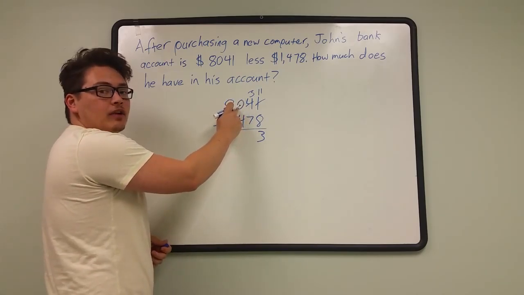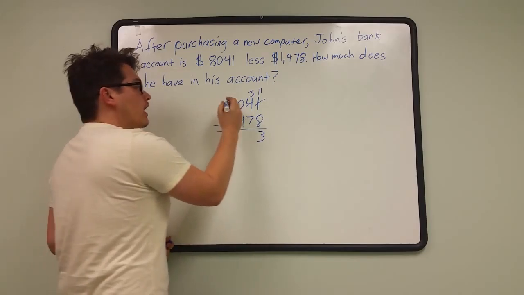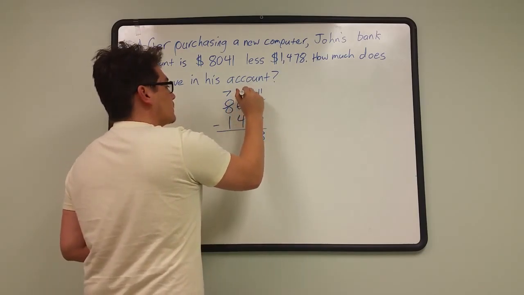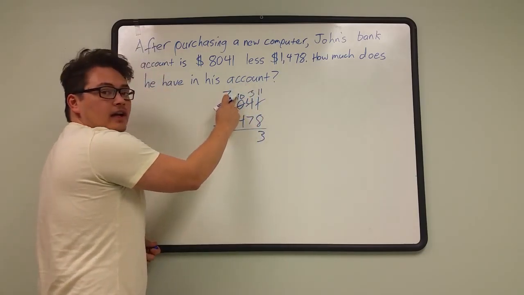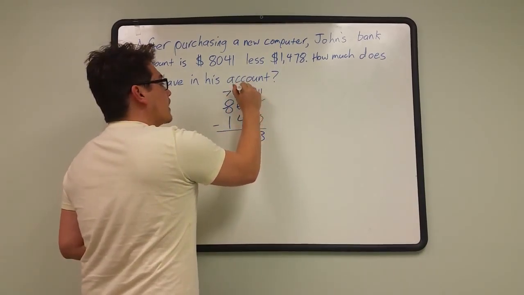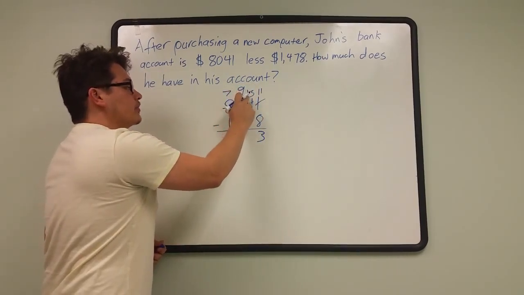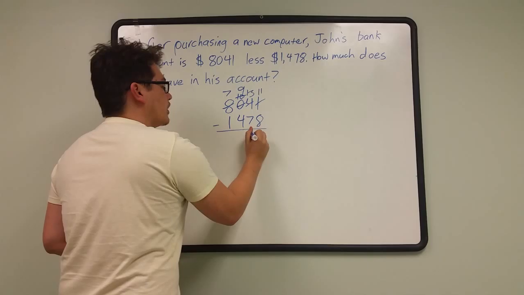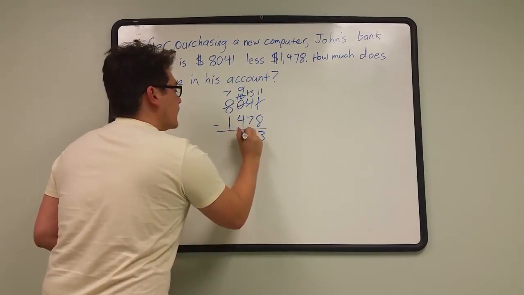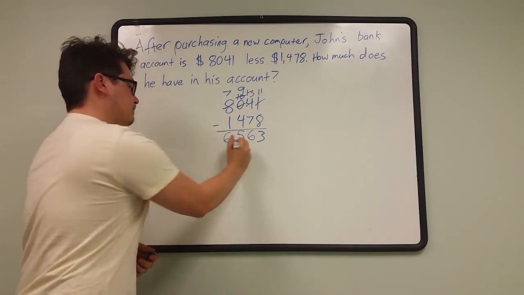But this number doesn't have anything to give, so it's going to borrow from the next number, making this 8 a 7, and making this 0 a 10. Now that this 10 has something to offer to this 3, this 10 is going to become a 9, making this 3 a 13. So 13 subtracted by 7 becomes 6, 9 subtracted by 4 becomes 5, and 7 subtracted by 1 becomes 6.